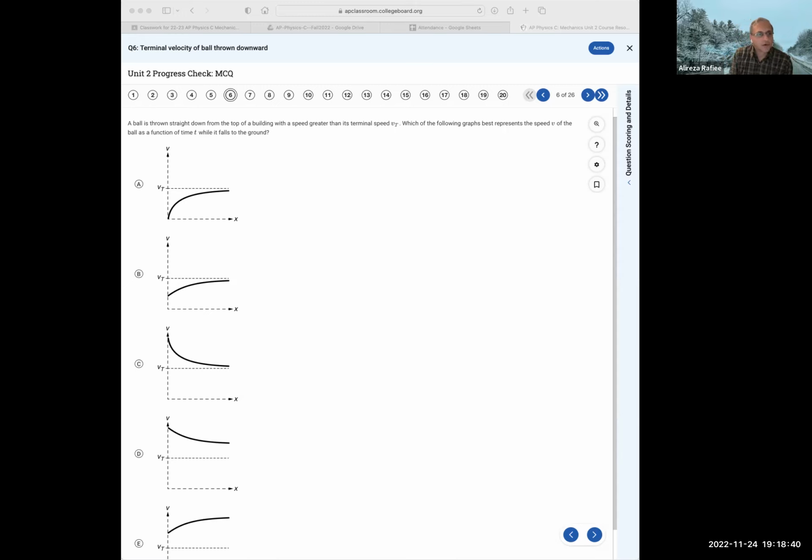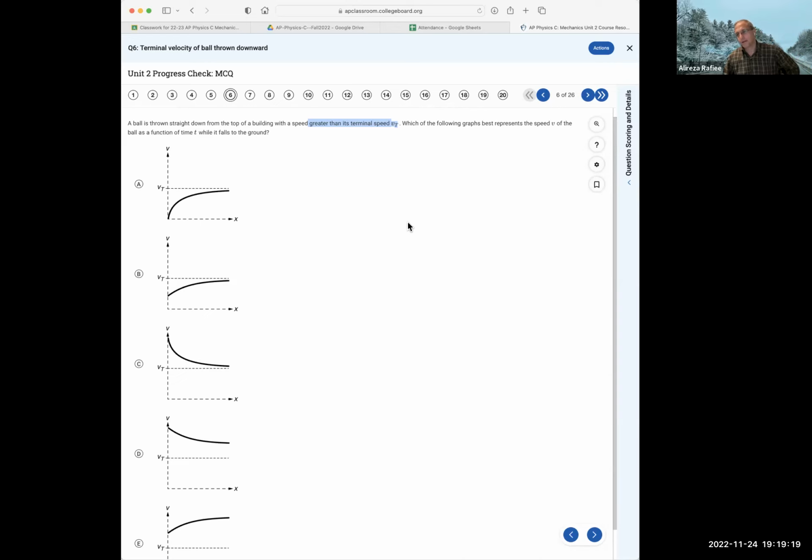A ball is thrown straight down from the top of a building with a speed greater than its terminal velocity vt. Which of the following graphs best describes the velocity, the speed of the ball, as a function of time while it falls to the ground? So initially, it has a velocity which is higher than terminal velocity. What does it mean? It cannot go faster than terminal velocity, so it has to slow down, right?